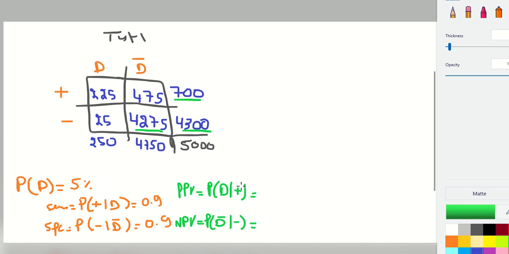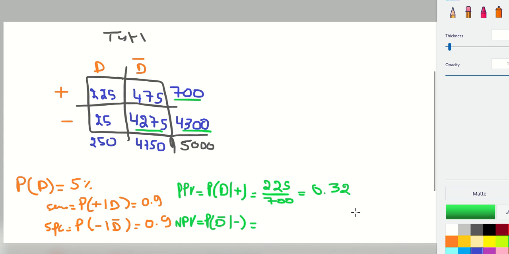All right, so for the first one, it's a conditional probability looking at only those that tested positive. So looking at only the 700. Out of the 700, how many actually have the disease? This is 225 divided by 700. And the answer to that is 0.3214. I'm going to stop at the second digits.